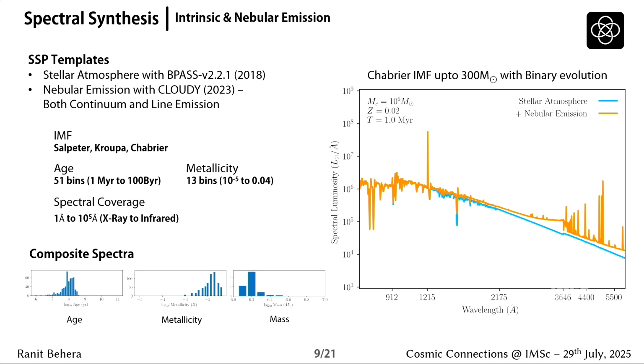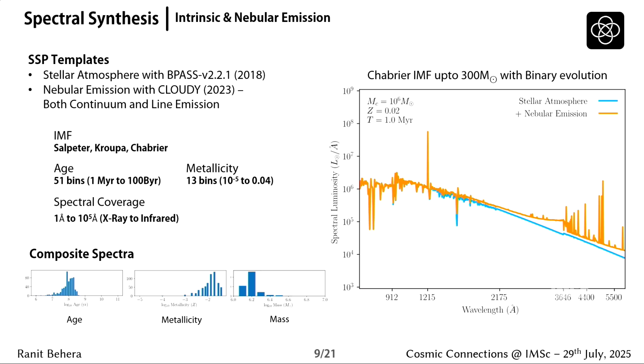And all these templates have a lot of flexibility: they give us 9 IMFs, various SFH bins, 13 metallicity bins from primordial to 2 times solar, and the spectral coverage is very good. We pass these templates to the Cloudy photoionization code and get the templates for nebular emission. If you see the mass resolution we have, it is like 10 to the power 6 solar mass, or 10 to the power 5 solar mass for the best we have.